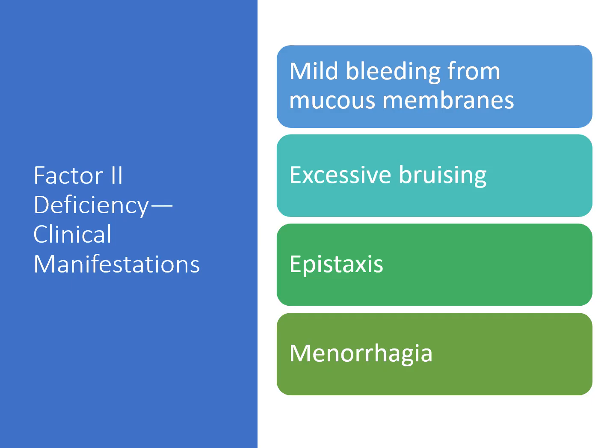So when we're discussing clinical manifestations, really what we're saying is what are the signs and symptoms that can be presented when the patient goes to see a physician? What are they experiencing that can be observed? So some of those clinical manifestations for factor II deficiency, first of all, we see mild bleeding from those mucous membranes. So they may have a lot of bleeding from their gums when they brush their teeth. Epistaxis, so they may have nosebleeds, excessive bruising, and for females, menorrhagia or heavy menstruation is highly associated as well.